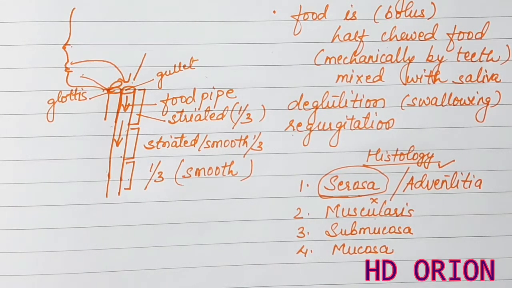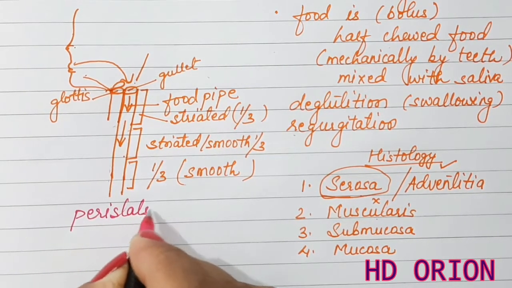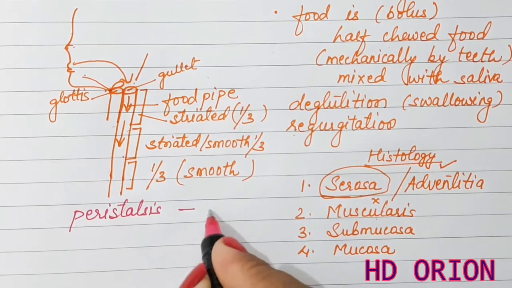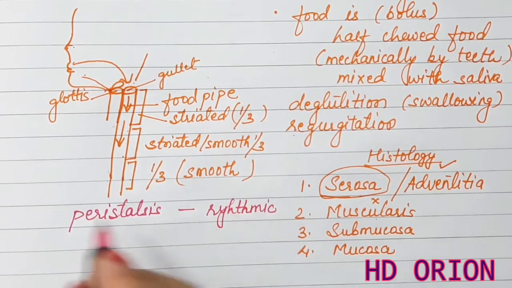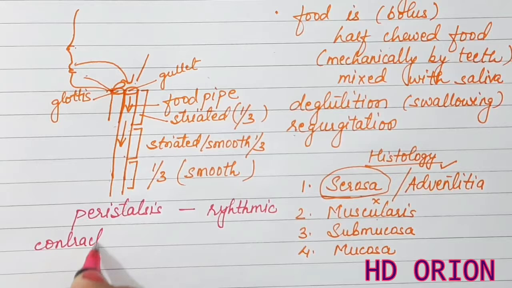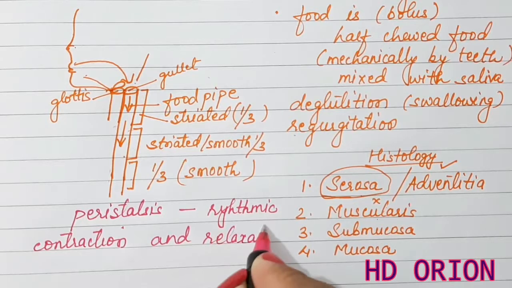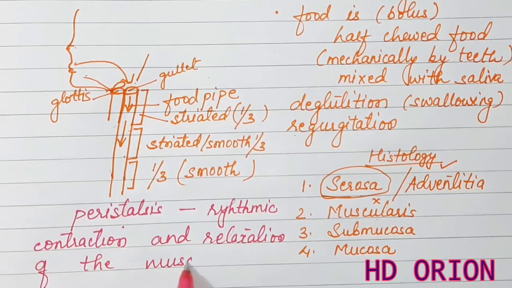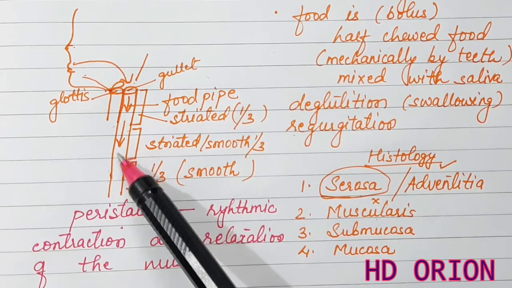and the esophagus performs a very special function which we call as peristalsis. Peristalsis is the rhythmic contraction and relaxation of the muscles of esophagus. Here right now, because we are talking of esophagus, the rhythmic contraction and relaxation of the muscles. This causes actually the movement in the food, and therefore the bolus moves easily.